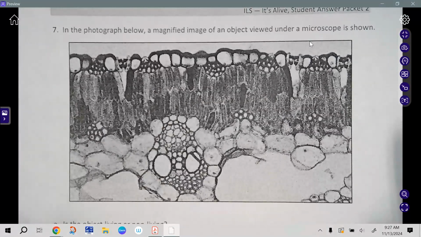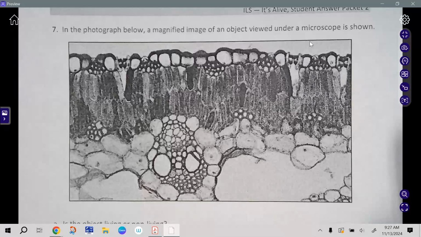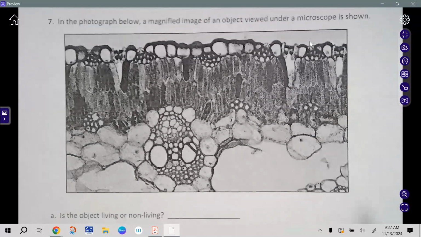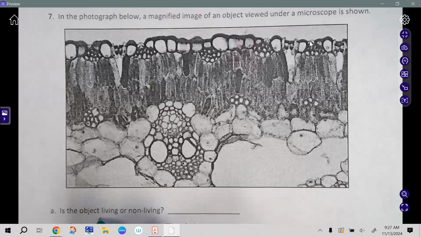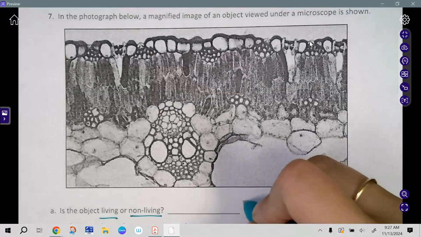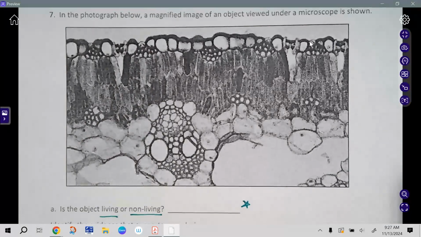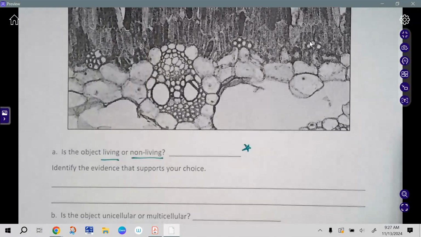Right, on to page 3. This says, under the microscope, in the photograph below, a magnified image of an object viewed under a microscope is shown. So the first thing it asks, is this object living or non-living? So you're going to give me that answer. And then you're going to describe what you see in the picture that helps support your choice.